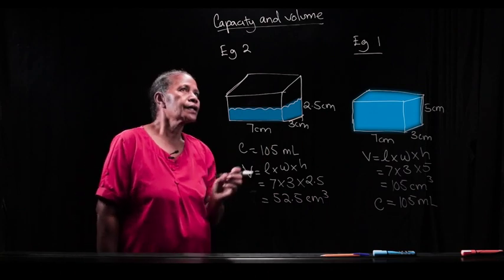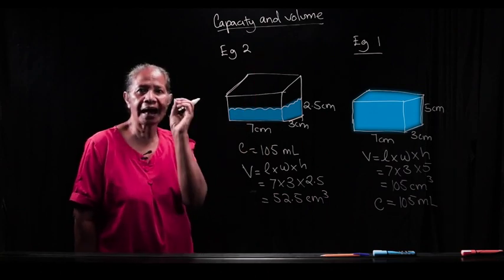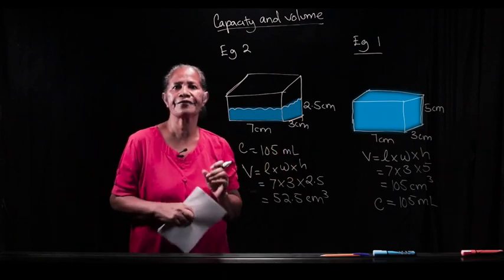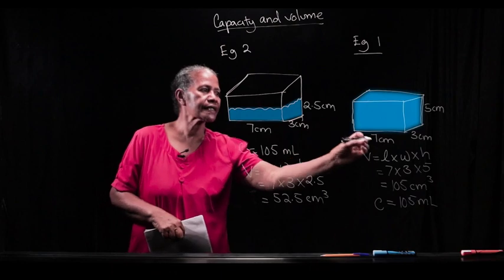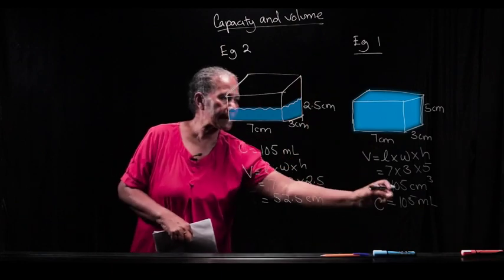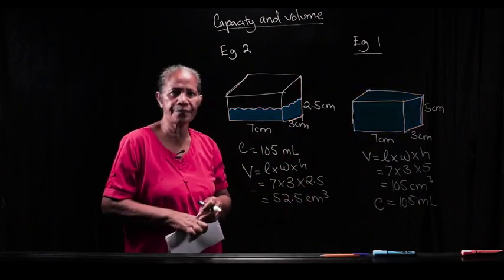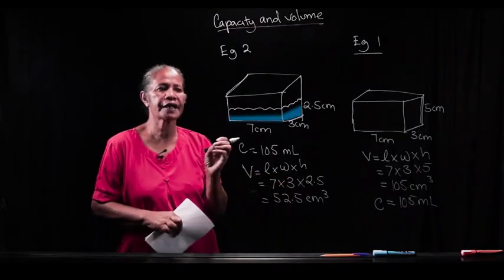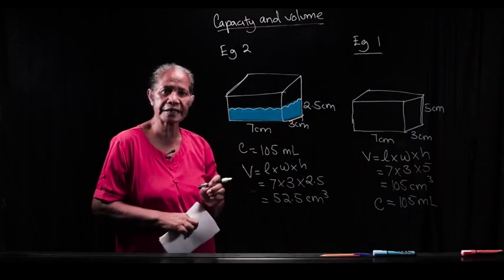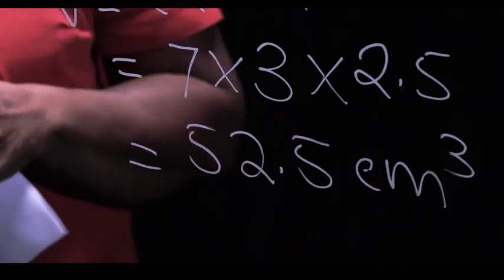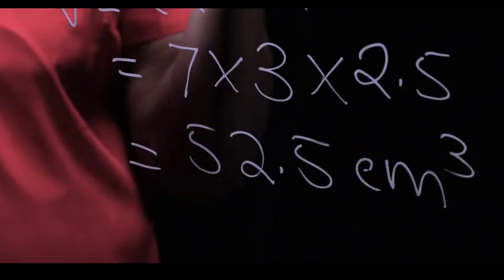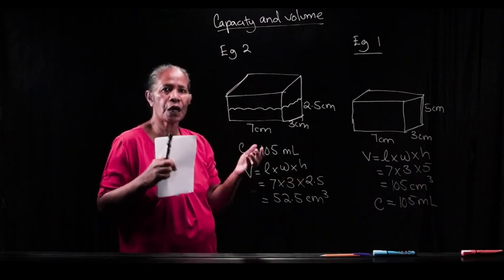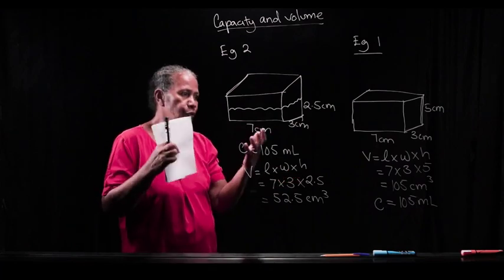So you see, we said capacity and volume are almost the same, but here we can see that there is a difference between the two. The capacity of the tank when full is 105 centimeter cube. After half of the tank has been used, we are now left with 52.5 centimeter cube.